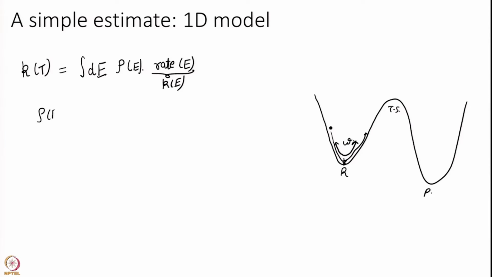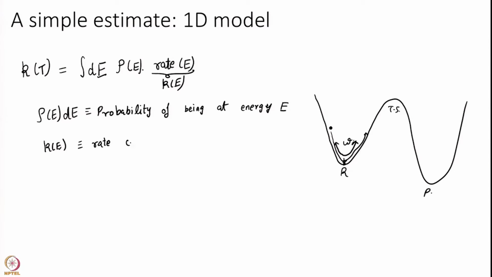So, what I have is rho of E dE is the probability of being at energy E, and this k of E is my rate constant if the trajectory is at energy E. Okay, so, I have to calculate this rho and I have to calculate this k and I have to integrate.